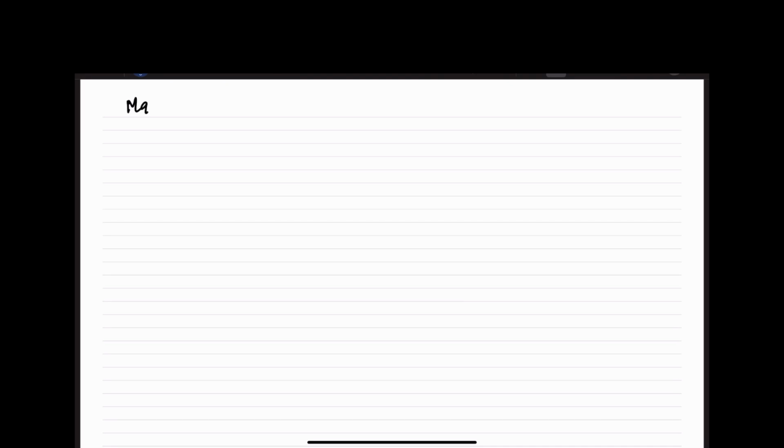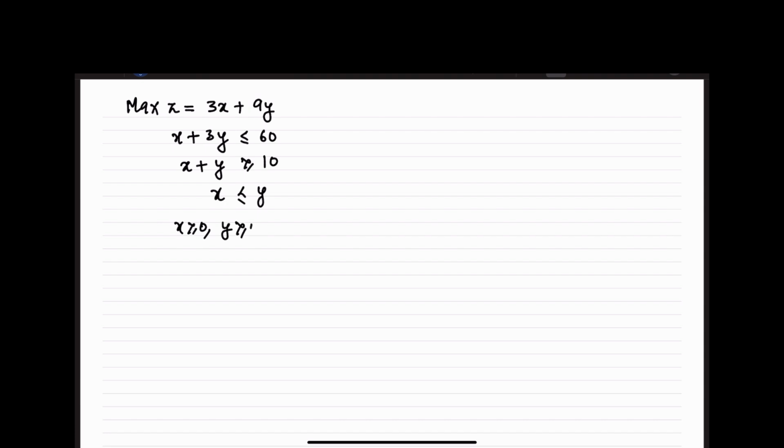Let's say the LPP is maximize Z equals 3x plus 9y, and the constraints are x plus 3y less than or equal to 60, x plus y greater than or equal to 10, x is less than or equal to y, sorry. The last is the non-negativity constraints. So this is the LPP.